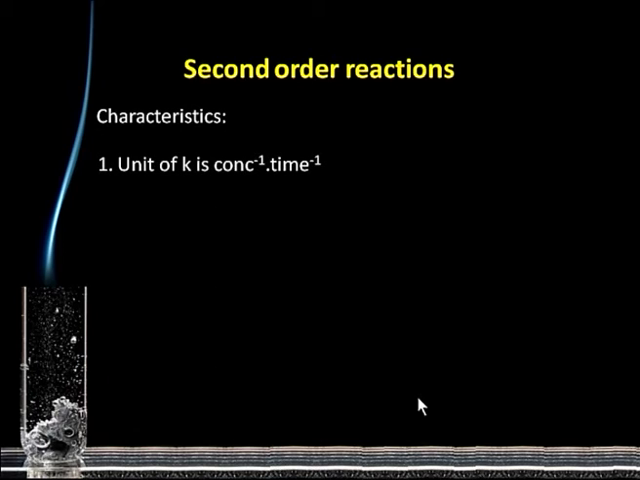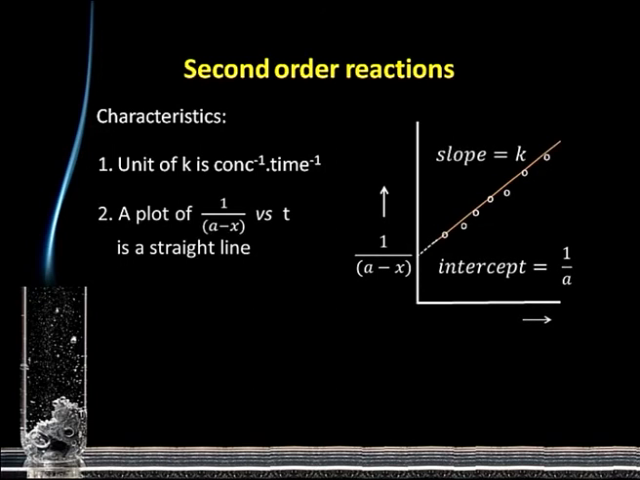What are the characteristics of second order reactions? First is unit of K itself, which is different from that of the first order reaction. A plot of 1 upon A minus x versus T is a straight line. This we get after rearranging the equation for rate constant. You can clearly see here 1 upon A minus x versus T is linear. From the intercept you can get 1 upon A, and the slope gives you the rate constant.